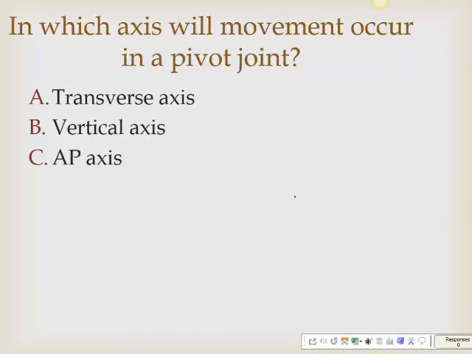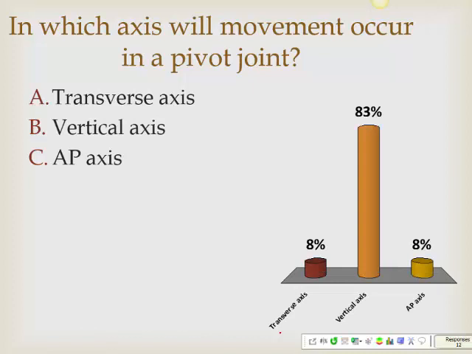So everybody should be able to answer this. In which axis will movement occur in a pivot joint? Vertical axis, I just wrote it down. Vertical axis, because it's rotating, you're going around. Vertical axis.